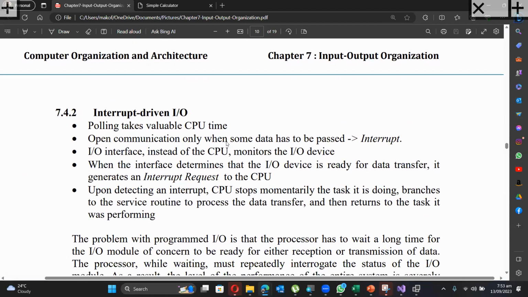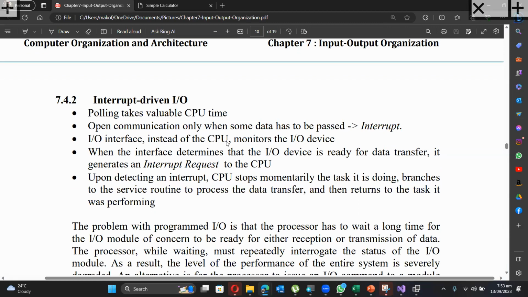Another way I can do this is by using an interrupt. Polling takes up valuable CPU time because the CPU has to be constantly going to check if the thing is there or not. Open communication only when some data has to be passed, i.e. interrupt. So under interrupt-driven IO, I am saying that I don't have to constantly check if you are there or not. When I need you, I would send a command. And when it gets to you and you give me a reply, then I know if you are ready or not.